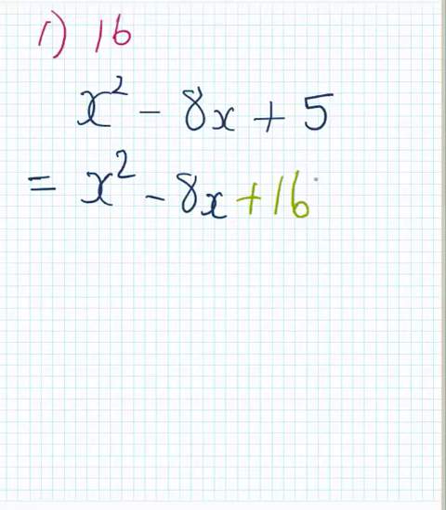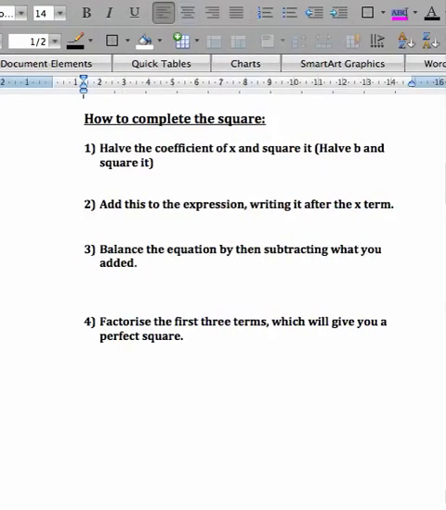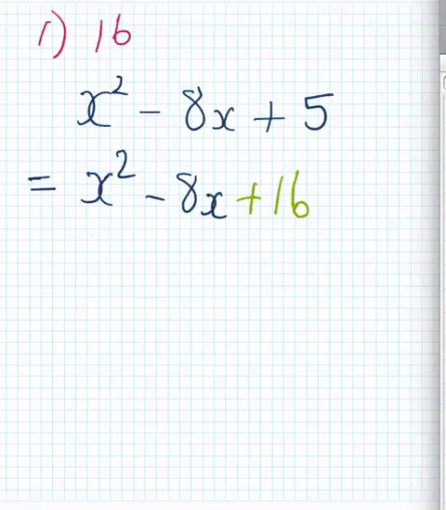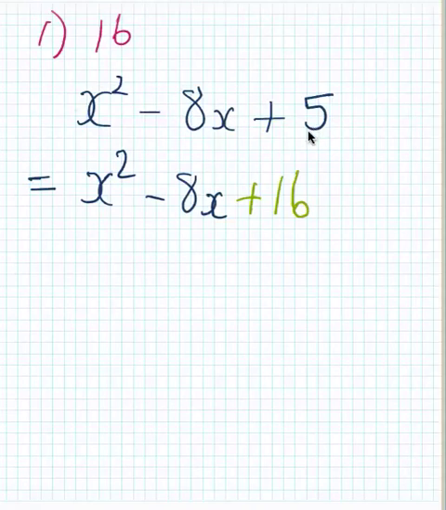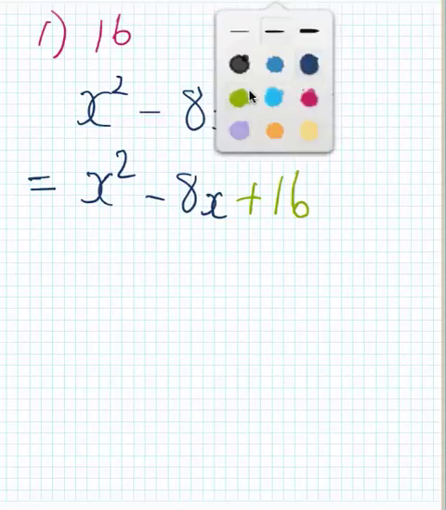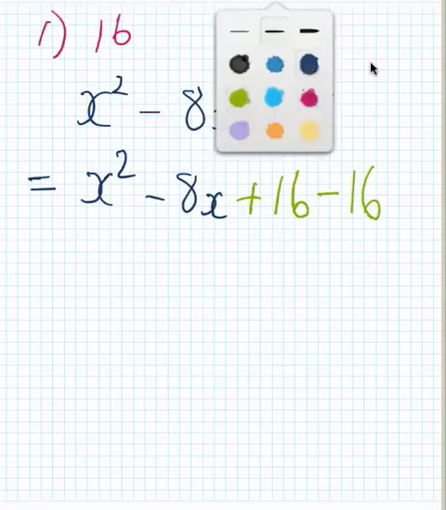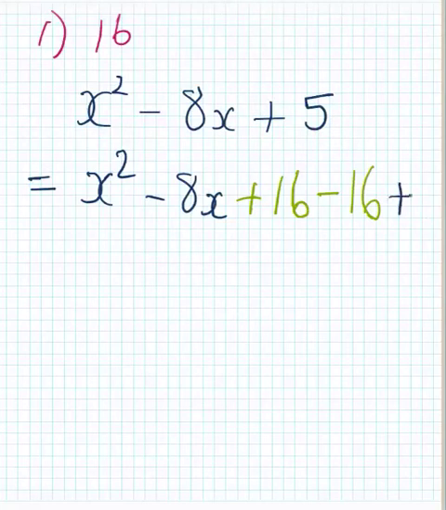And now the third step is to balance the equation by then subtracting what you added. So what that means is, can we just add 16 to this trinomial here? We can't just add 16, because if we just add 16, we've changed the whole expression. We've changed it completely. So to add 16, to balance it, we have to then subtract 16, okay? And now that plus 5 is on the end.